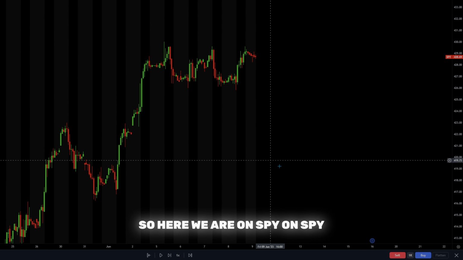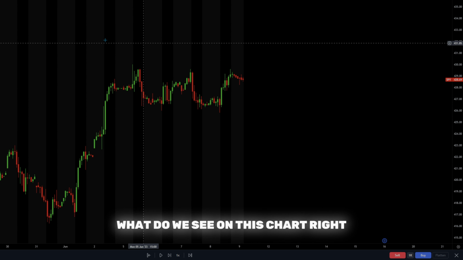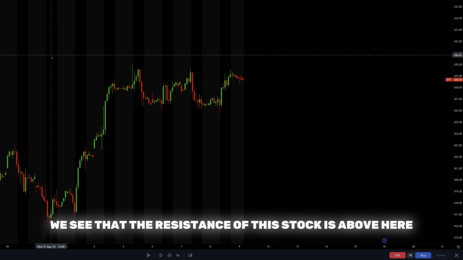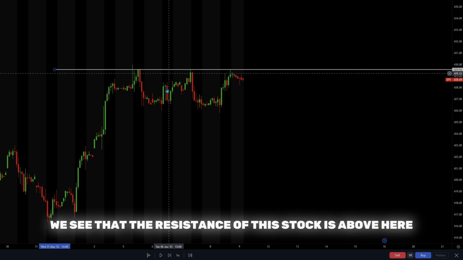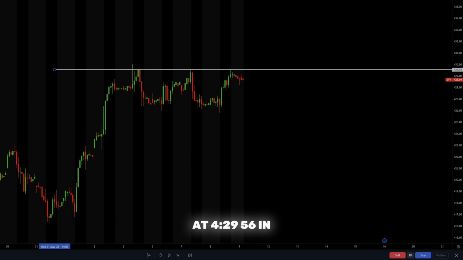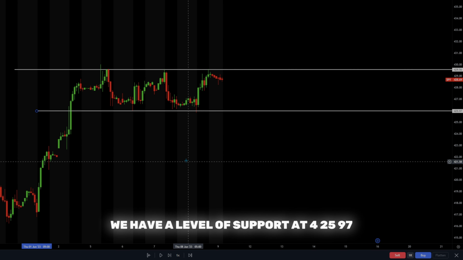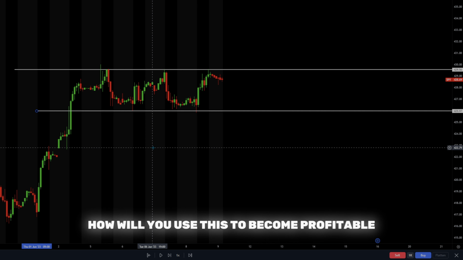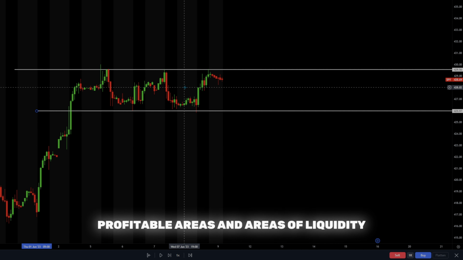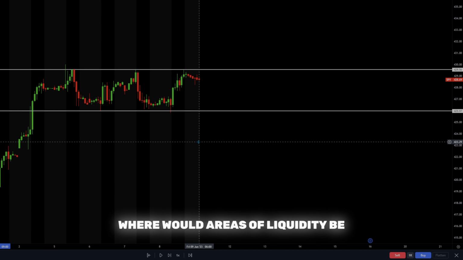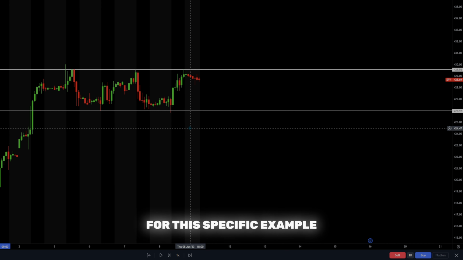Okay, so here we are on SPY. On SPY, what do we see on this chart, right? We see that the resistance of this stock is above here at 429.56, and we have a level of support at 425.97. Now, as a trader, how will you use this to become profitable? Well, we simply want to enter in on the most highly profitable areas and areas of liquidity. Where would areas of liquidity be for this specific example?